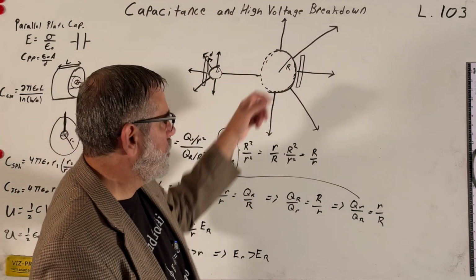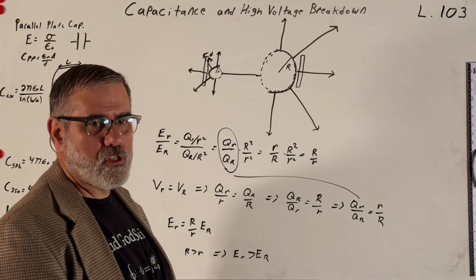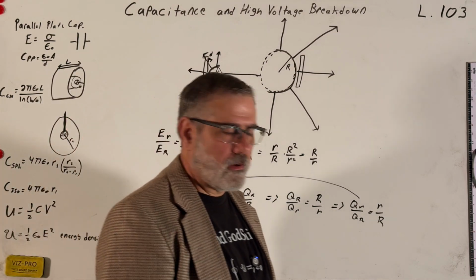So for example, if big R was say 4, little r is 1, then the electric field here would be 4 times as much, okay? So you have a stronger electric field. And why does that matter?